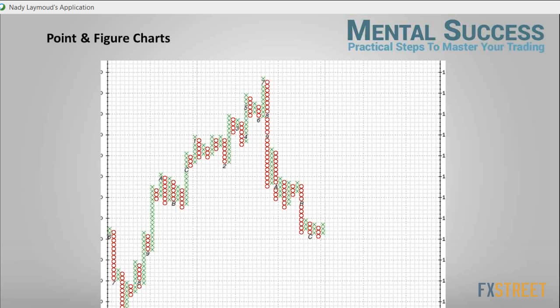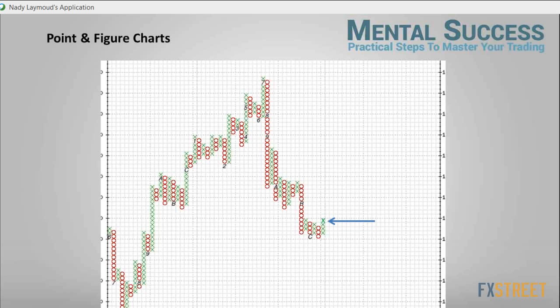First, how to read point and figure charts. If you assume that the green letter X represents upward movement and the red letter O represents downward movement, then you would be absolutely correct. By the way, all point and figure charts are courtesy of OANDA Corporation. Each X or O is called a box. So, in other words, each small square in this grid is called a box, and it represents a number of pips that we can change at our leisure. In this chart, every box represents 40 pips.